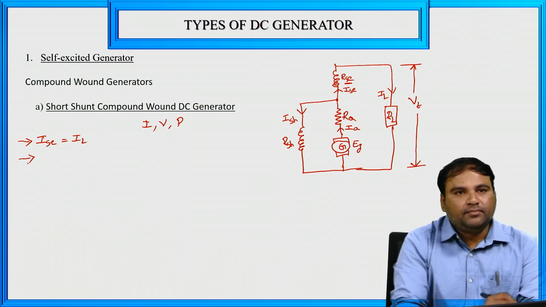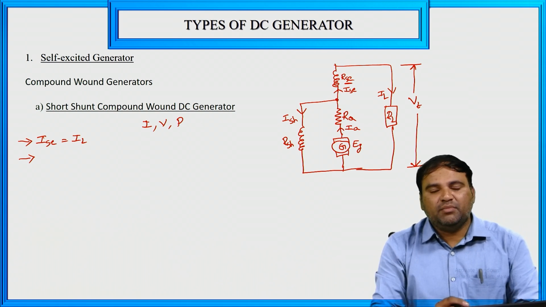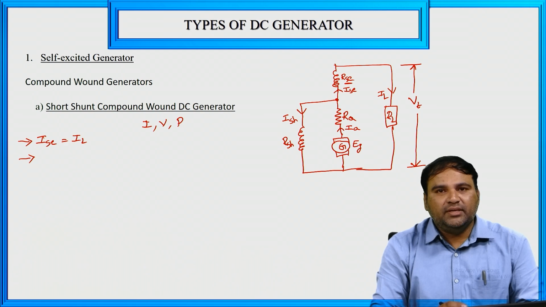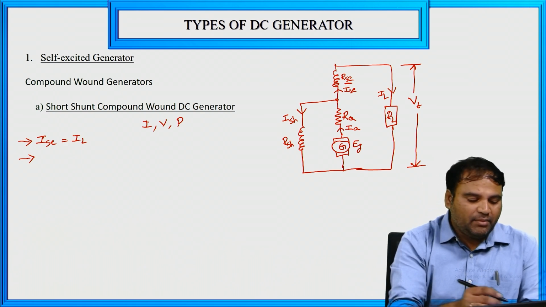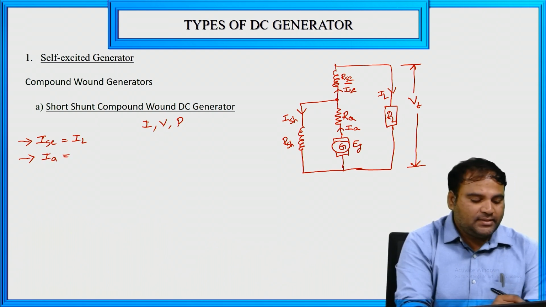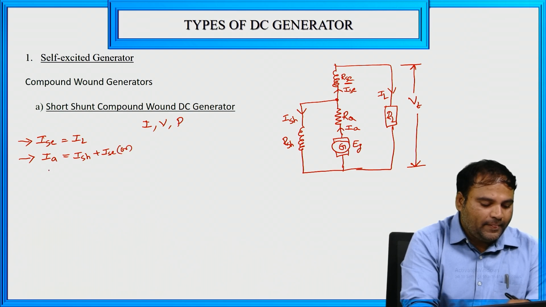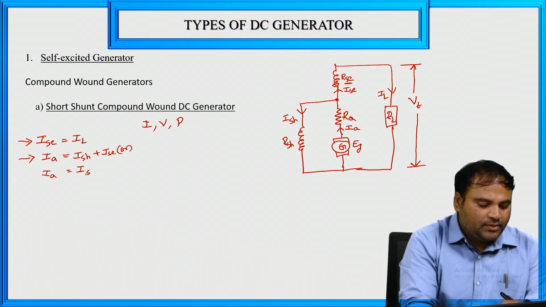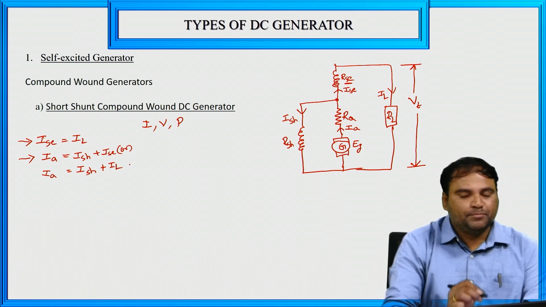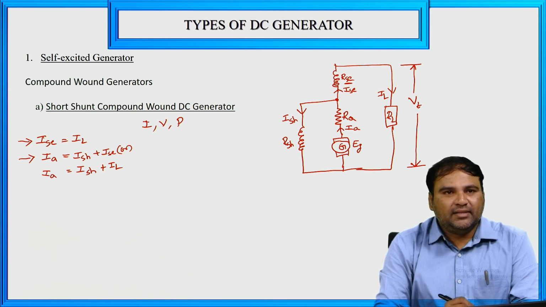Now apply KCL at this node point. KCL states that the algebraic sum of the incoming currents is equal to the algebraic sum of the outgoing currents. So at this node point, the incoming current IA is equal to the sum of the outgoing currents, ISH plus ISC, or IA equals ISH plus IL. So the current relations are ISC equal to IL, and the second current relation is IA equal to ISH plus ISC, or IA equal to ISH plus IL.